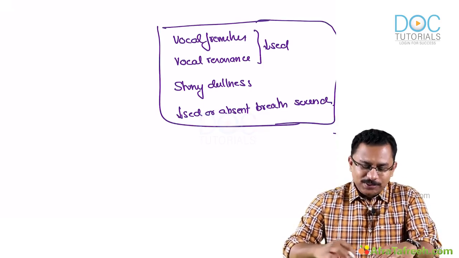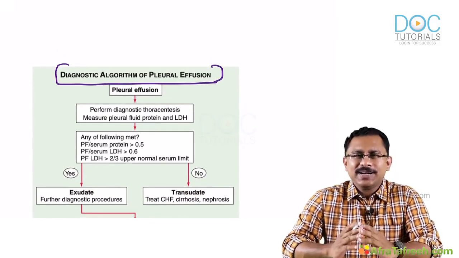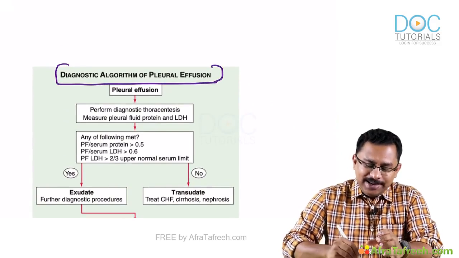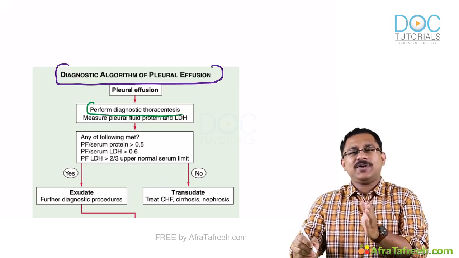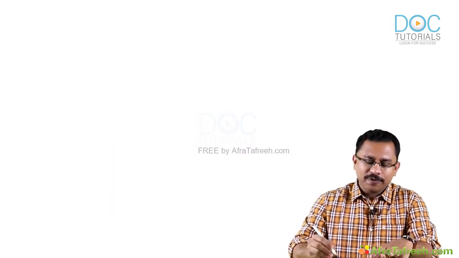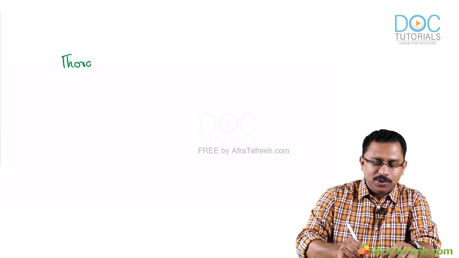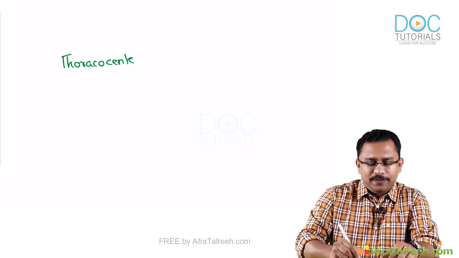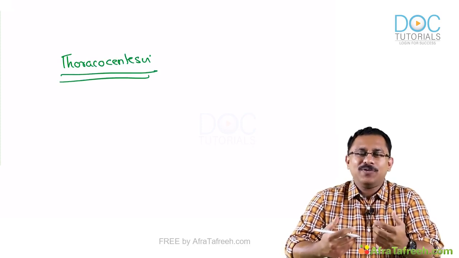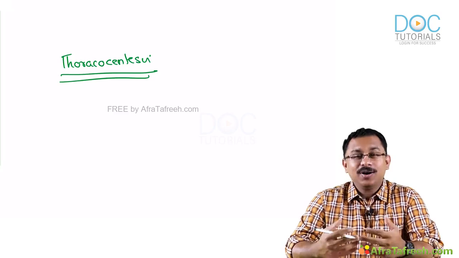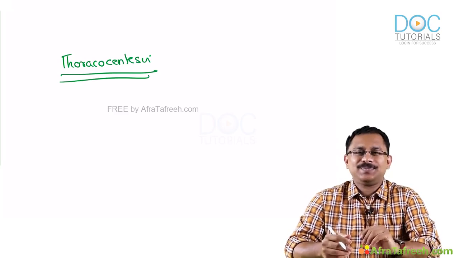Simple ones. Now you see here, when you have a case of pleural effusion and you want to evaluate it, the first step that you would go for is a diagnostic thoracocentesis. Okay, that is, you are going for a pleural fluid tap. Now when you go for a pleural fluid tap, which is called a thoracocentesis, there are a few points that you have got to know. First of all, which site will you choose for doing the tap, and how will you do the tap?